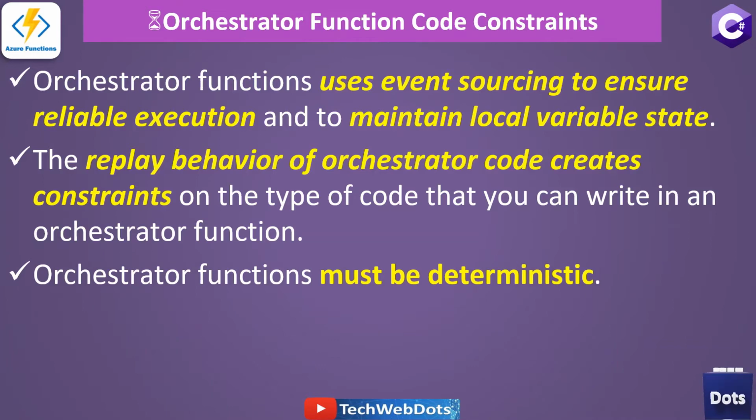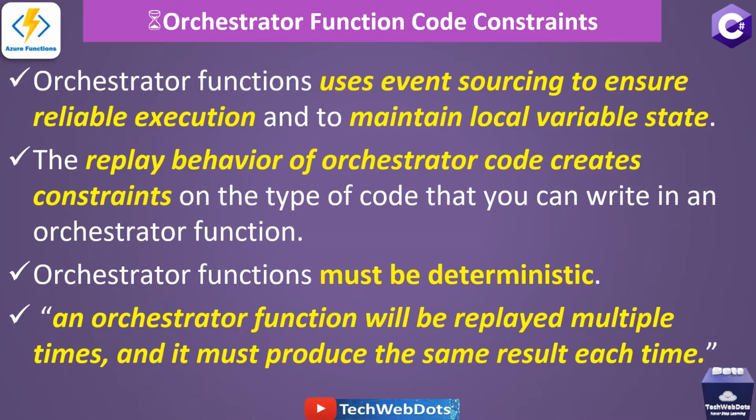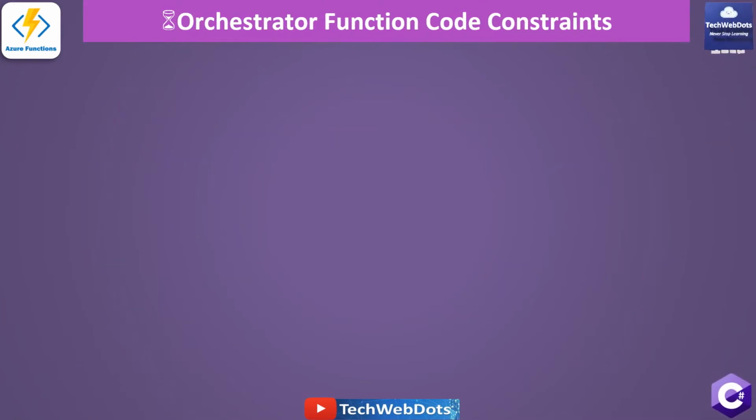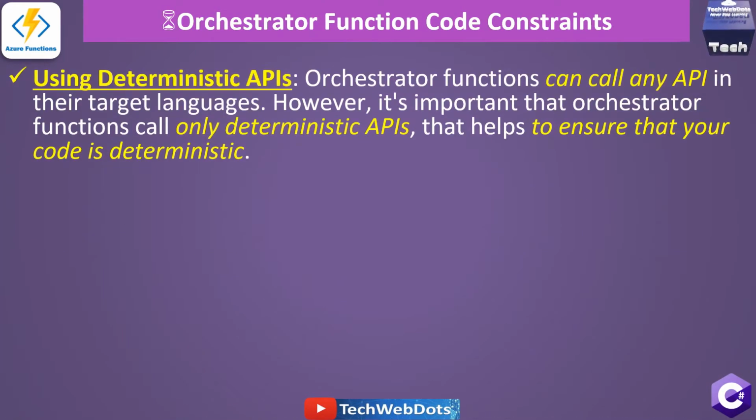And what is the meaning of deterministic, you must be thinking? An orchestrator function will be replayed multiple times and it must produce the same result each time. Okay, this is very important. It must produce the same result each time. Only then can we say our function is behaving as a deterministic function. And there are certain areas that we should take care of.